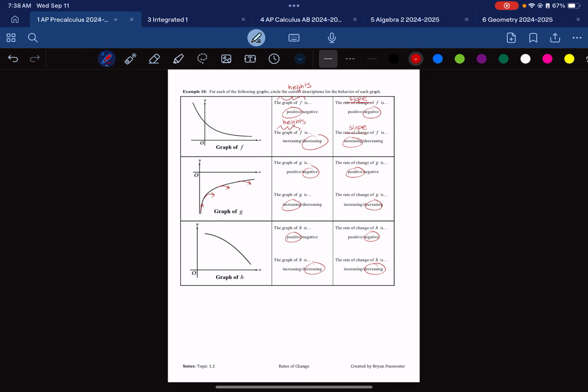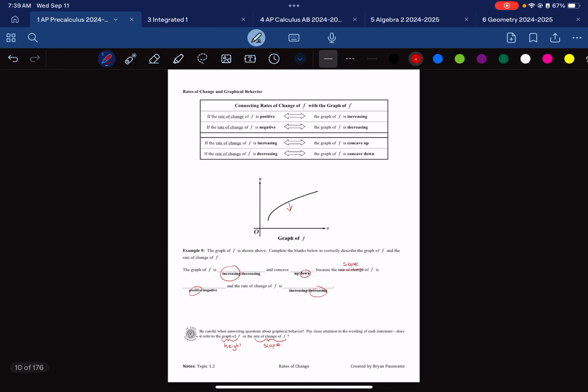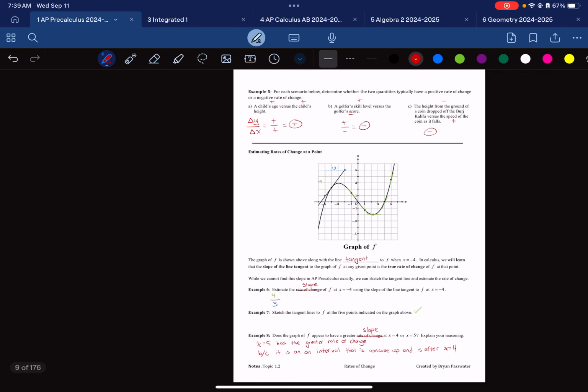All right. That concludes the notes for topic 1.2 for AP Precalculus. I'm going to go back through all the pages so we can see all the answer key that I have just created. I might have made a mistake. If you catch a mistake, it's always extra credit in my class.